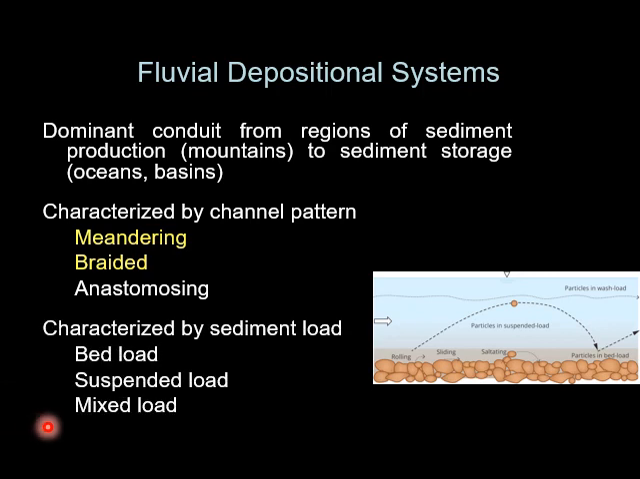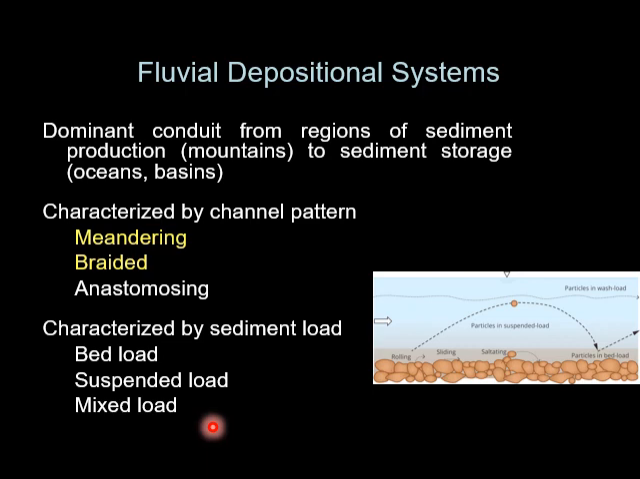Rivers are also characterized by sediment load. It could be bed load, suspended load, or mixed load. A bed load river consists mostly of coarse sand and gravel, and this type of river carries mostly bed load. For suspended load rivers, the sediment sources of some rivers are mainly clay, silt, and fine sand. The sediment load of such rivers is mainly suspended load. For mixed load rivers, both bed load and suspended load are equally important. Such rivers are called mixed load rivers.